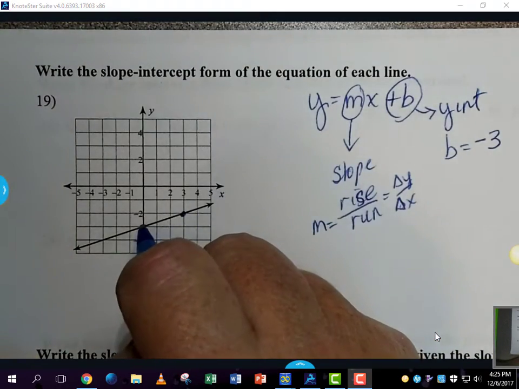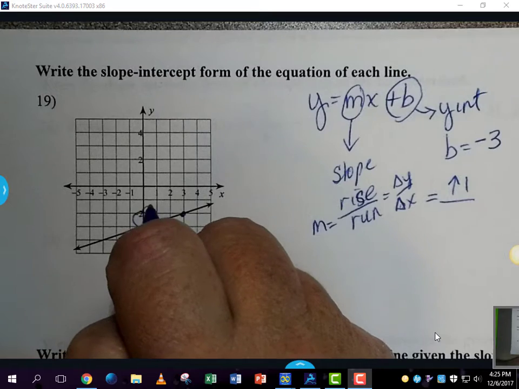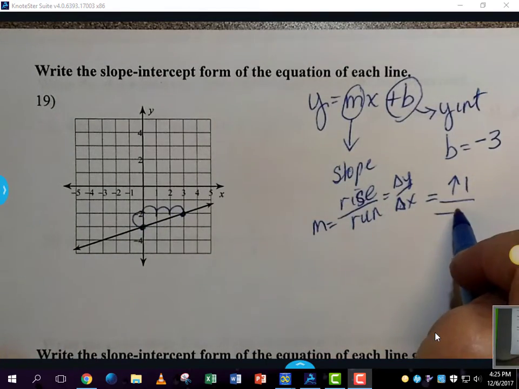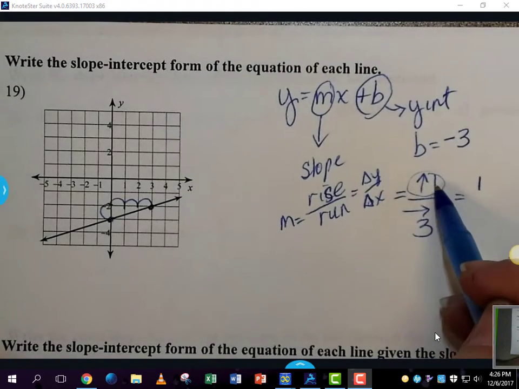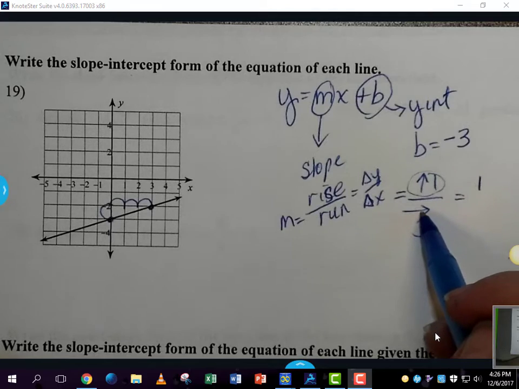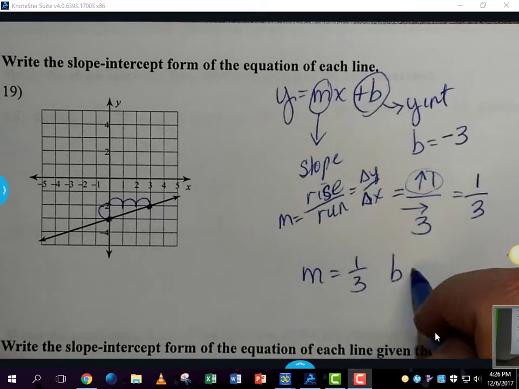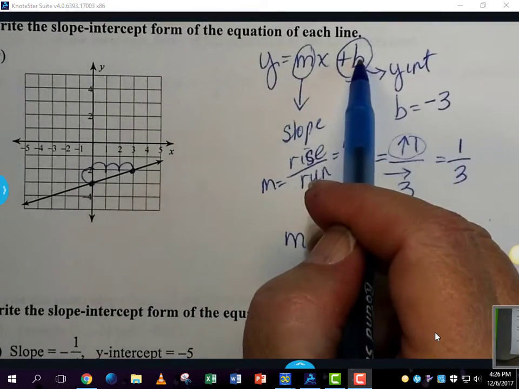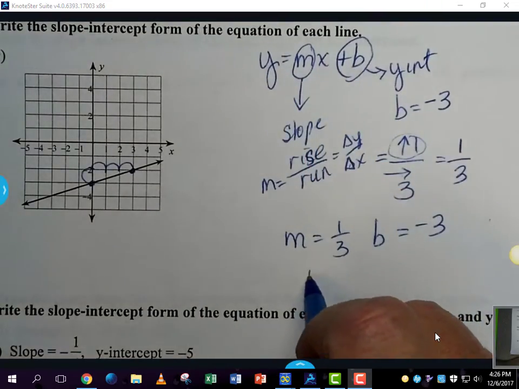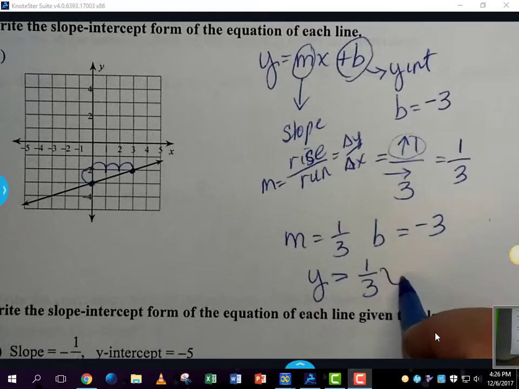So I would go up 1, and then I would go right 1, 2, 3. This is up, so it's positive. And this is right, so it's positive. So now I have that m is 1/3 and I have that b is -3, but I have to put it back into the equation for the line. So I'm going to say y equals mx, well, m is 1/3, x, and then b was -3.